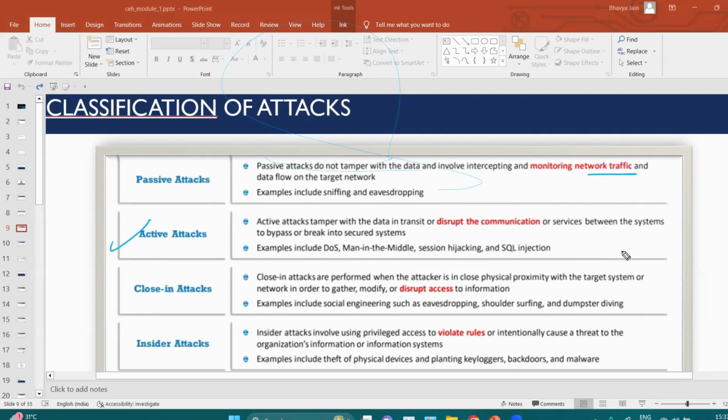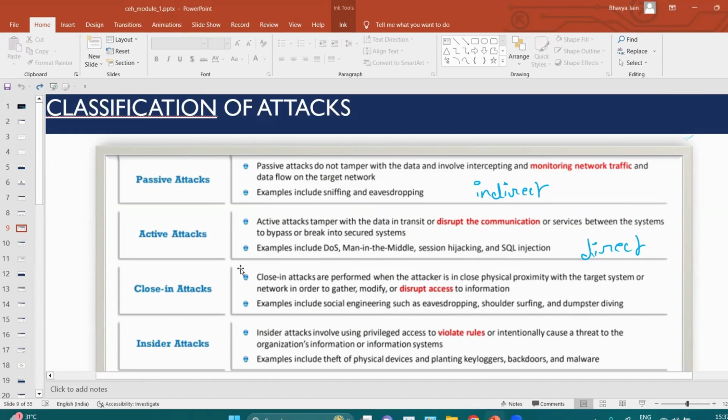Then we have active attacks. Passive is indirect, and active is direct. It means you are directly interacting with the target. If someone scans or checks the logs of the system, the owner or the victim can know that someone is applying an attack. You are directly attacking the target machine, directly sending packets, directly applying some payload or malware to the target machine. That is active, where you are interacting with the target directly.